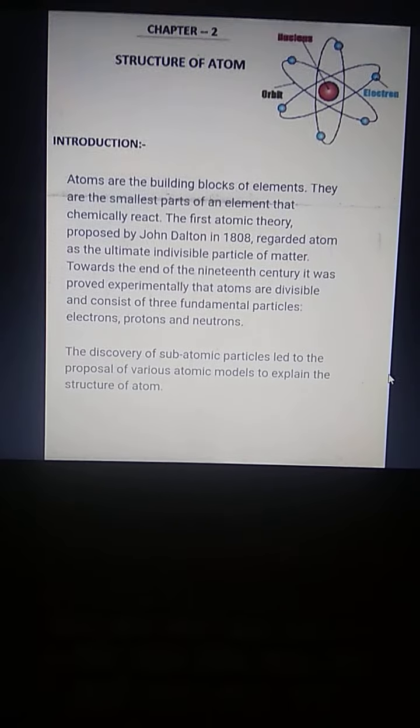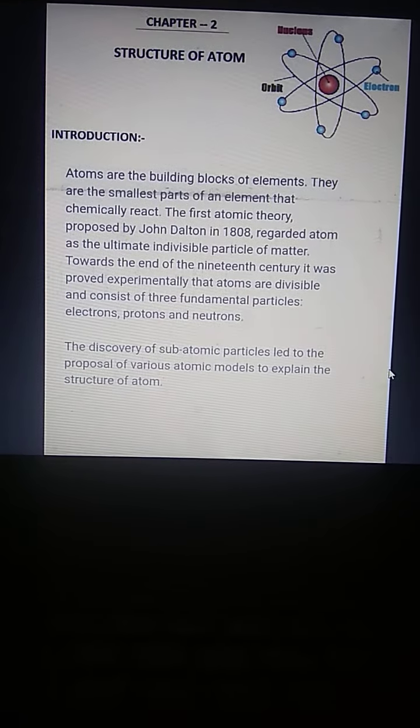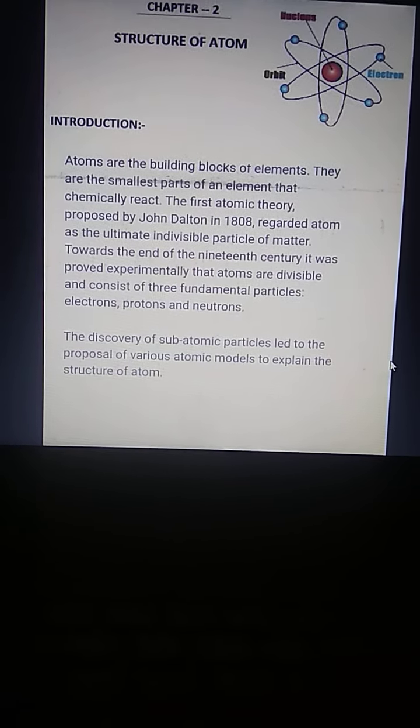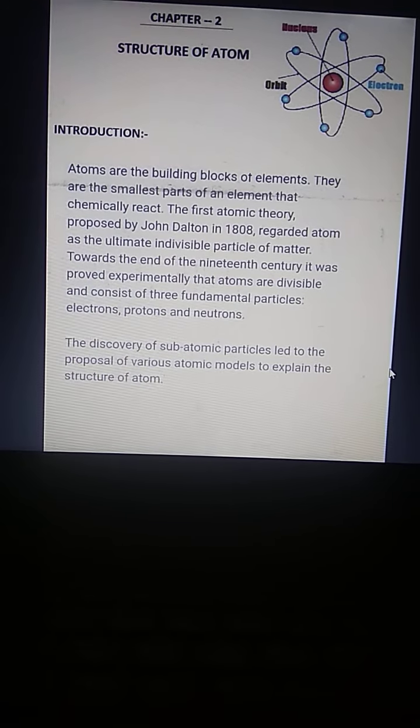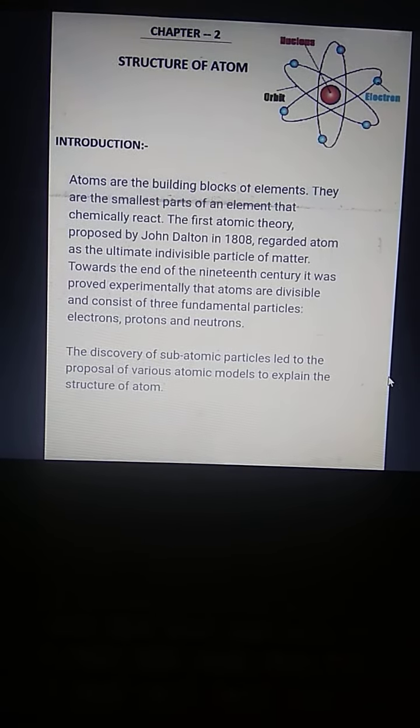Today we'll start with chapter number 2 of chemistry, which is structure of atom. In this chapter we'll study about the internal structure of the atom. Means what are the subatomic particles which are present in atom? Means what does atom made up of? What are that subatomic particles which it consists of?